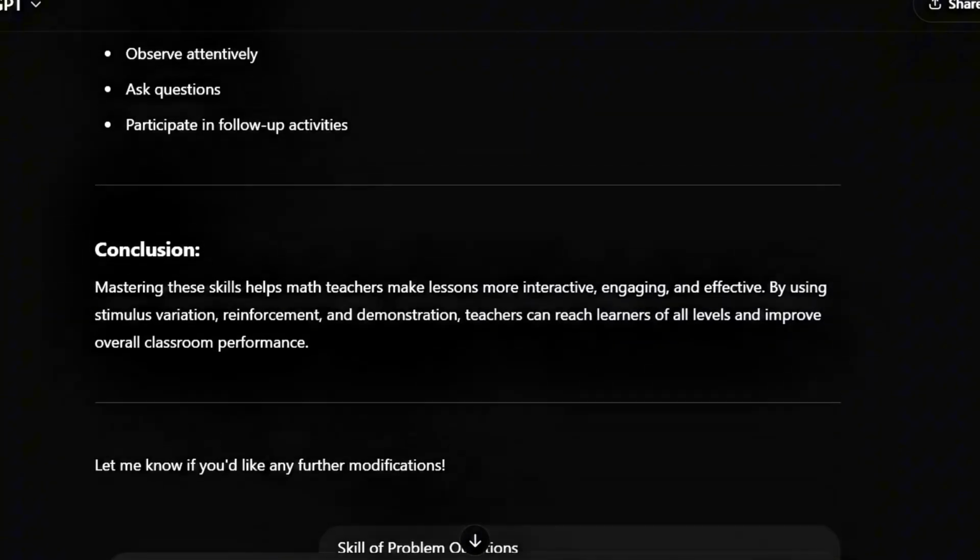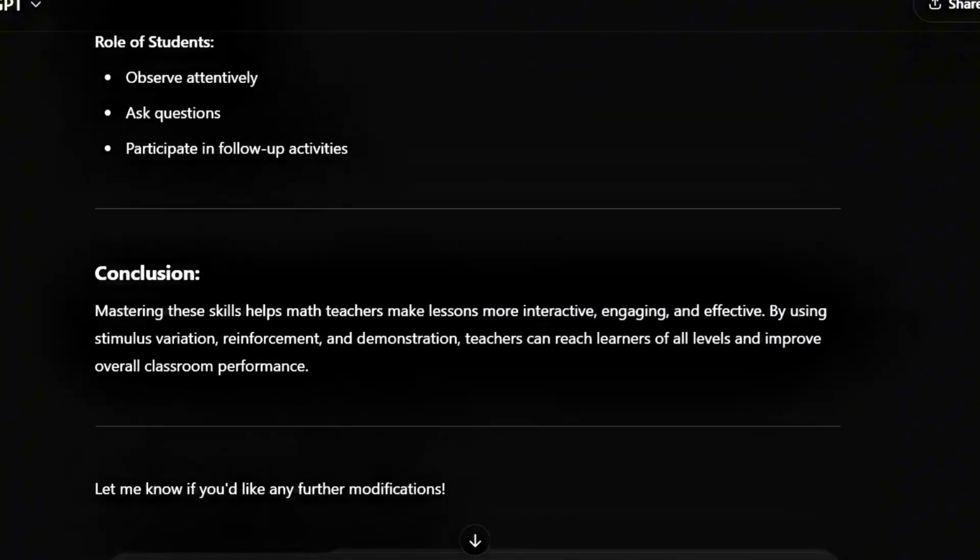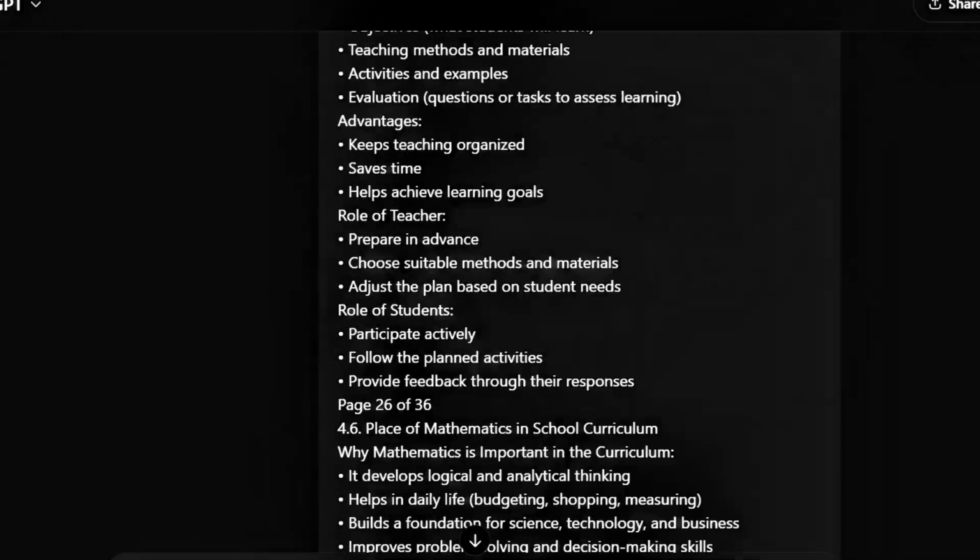Conclusion: mastering these skills helps math teachers make lessons more interactive, engaging, and effective. By using stimulus variation, reinforcement, and demonstration, teachers can reach learners of all levels and improve overall classroom performance.